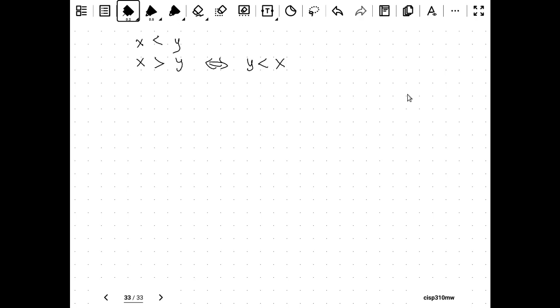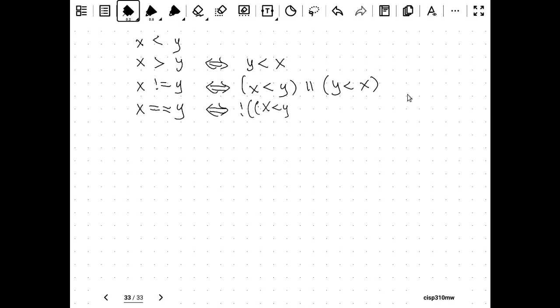Now the next one is x does not equal y. If we need to figure out whether x and y are just different, I don't really care which one is greater. That means I can translate that to x is less than y or y is less than x. Does that make sense? So what if I want to tell whether x and y are the same? Since we already know how to tell whether x is different from y, we just have to negate it. We just put a negation over the same thing that we have in the previous row. There we go.